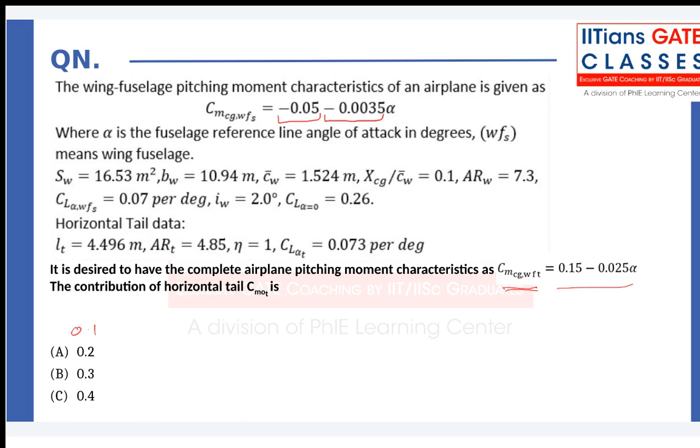Right. So what is given to us in the main data? You have CM naught of wing and fuselage is minus 0.05. In the question, we have CM naught of wing, fuselage, and tail is 0.15. Now try to tell me what will the answer be.